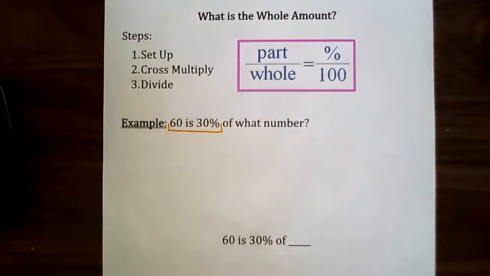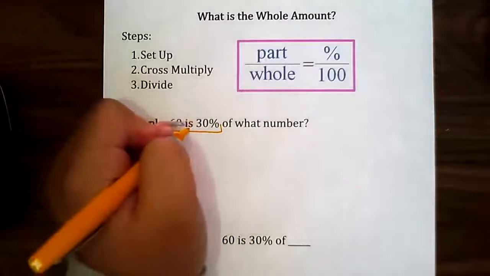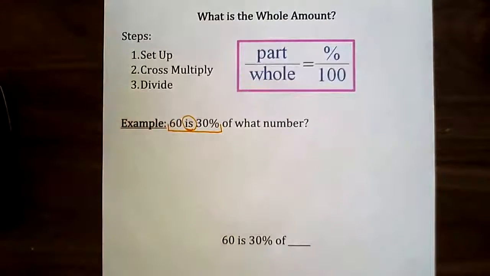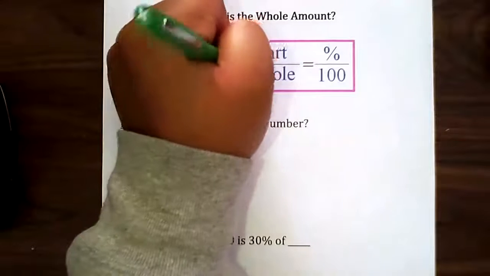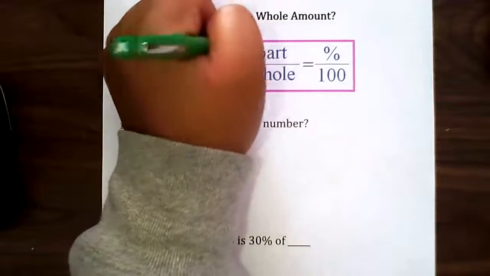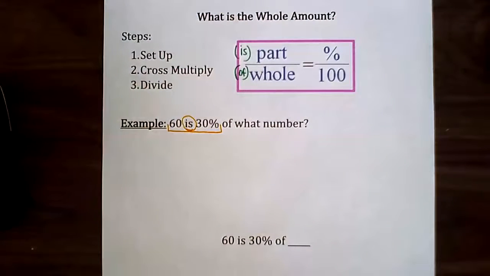Another key thing that lets me know 60 is the part is the word is. In previous examples or videos, you'll also see is over of. So that lets me know right here, other keywords are is and of. And is directly next to the part.